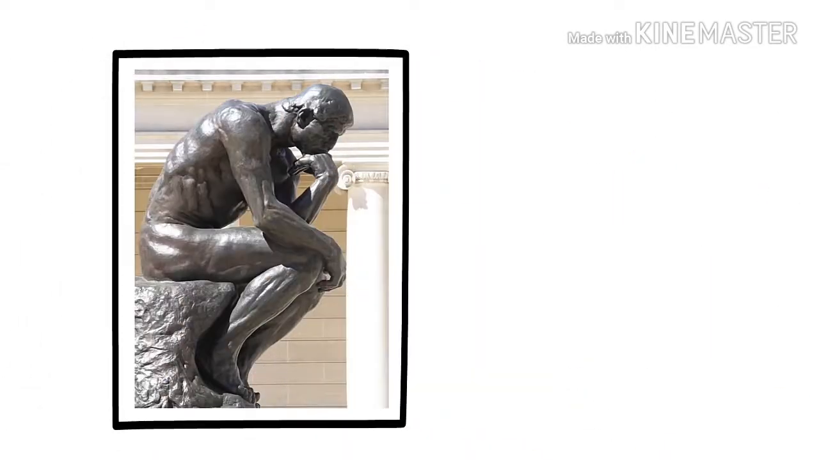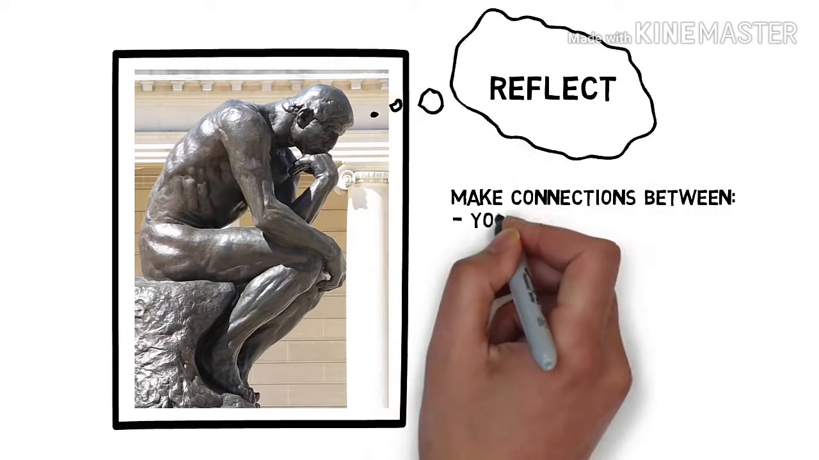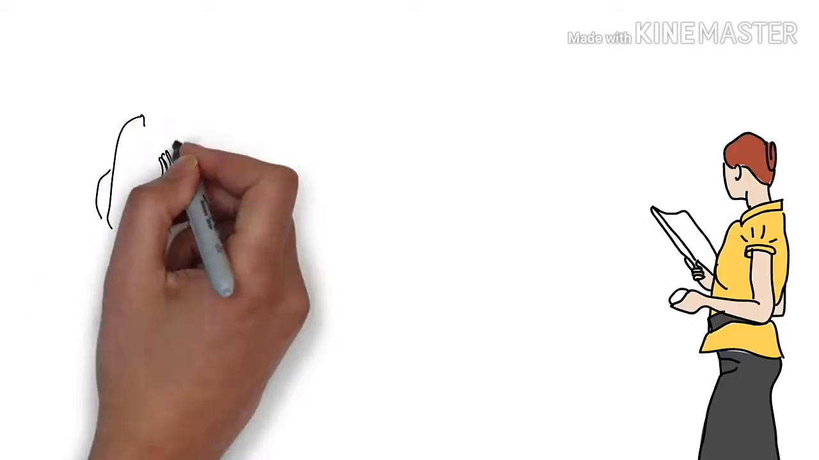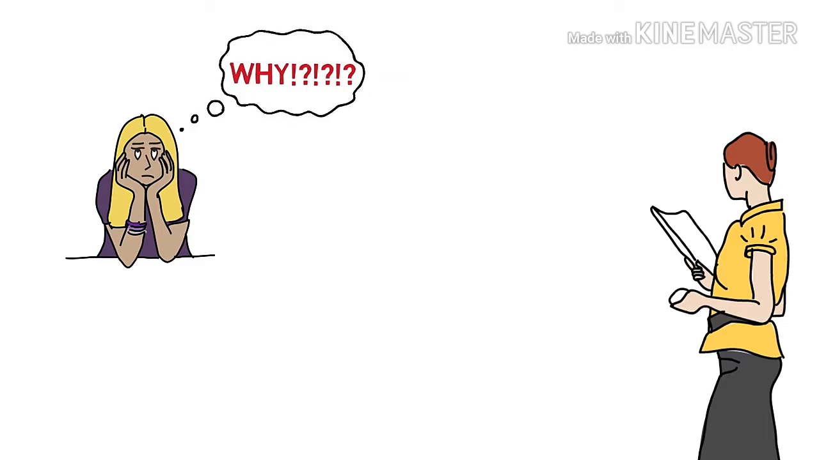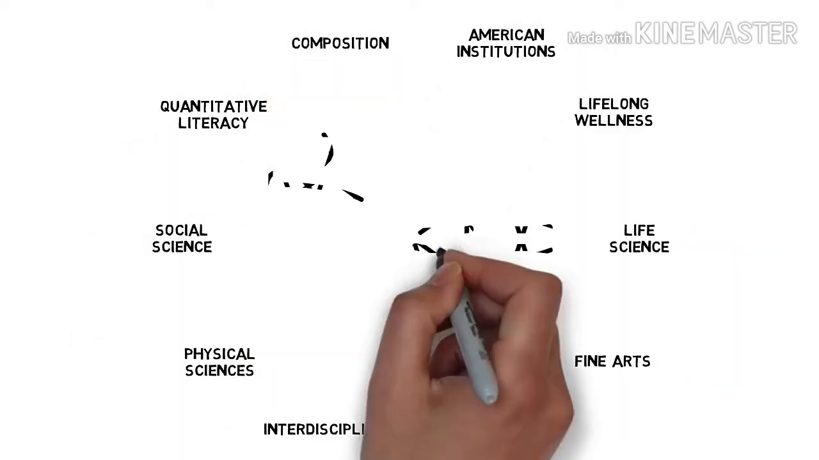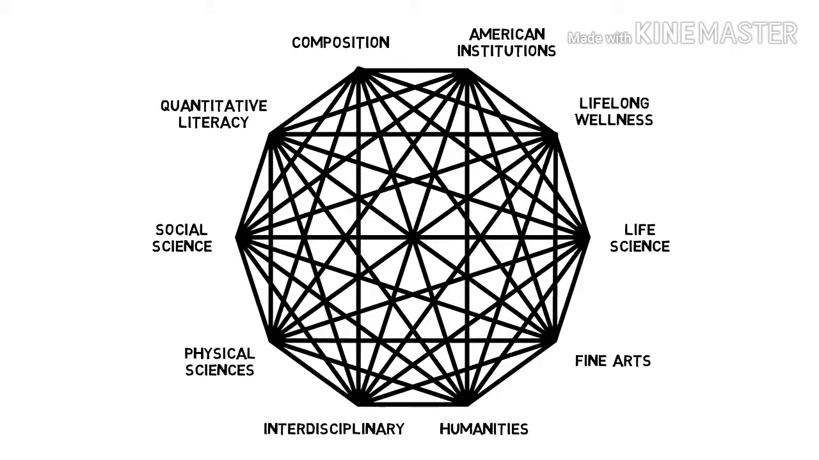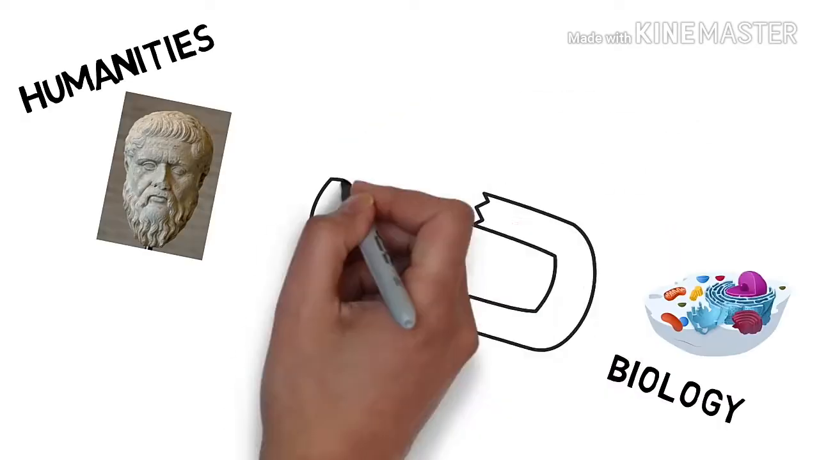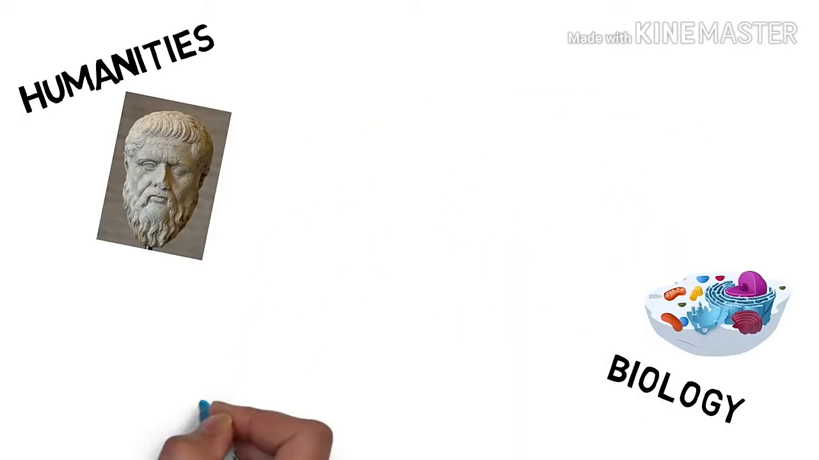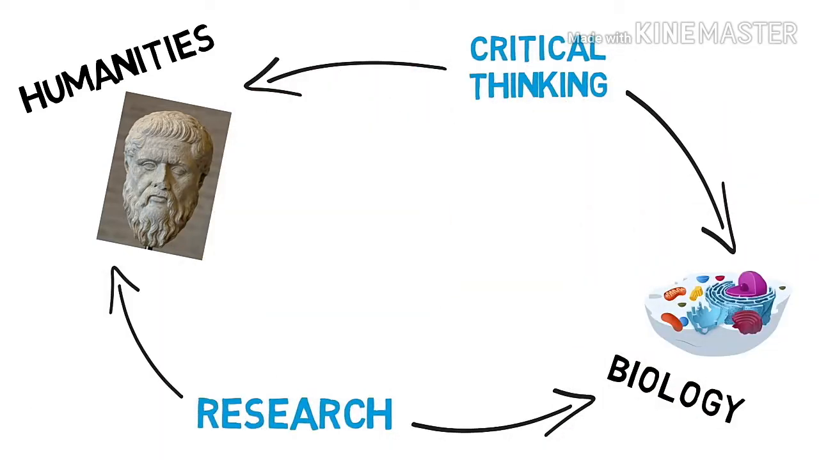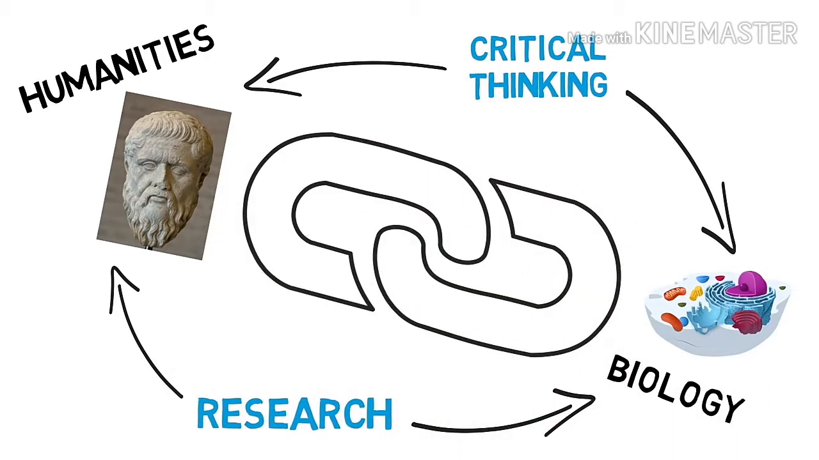E-portfolios provide a place where you can reflect on your learning and make connections between your classes, across semesters, and in your personal life. Have you ever taken a class and wondered, why in the world am I taking this? This class has nothing to do with my life, and I am never going to need to know this. While it may seem this way, the truth is, the learning outcomes of your classes are all connected to each other. For example, your humanities class and your biology class may not seem related, but you learn essential researching and critical thinking skills in your humanities class that you can use in your biology class. All of your learning at Salt Lake Community College builds on each other.